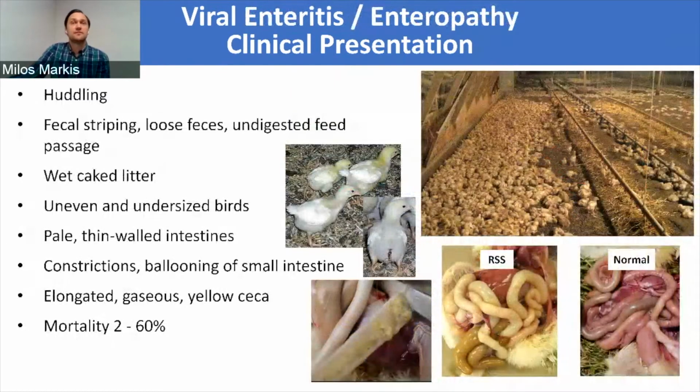The clinical presentation of viral enteritis and neuropathy is huddling of the birds, feed passage, and loose feces, which then can result in wet litter in the houses. The birds are very uneven and undersized. The picture in the middle is of birds within a flock of all the same age, and you can see how uneven sized they are. When you necropsy those birds, the intestines are often pale and thin-walled with constrictions and ballooning. The ceca can be yellow, gaseous, and elongated. And the mortality can range, and it all depends on the house conditions as well as the presence of adventitious secondary infections.